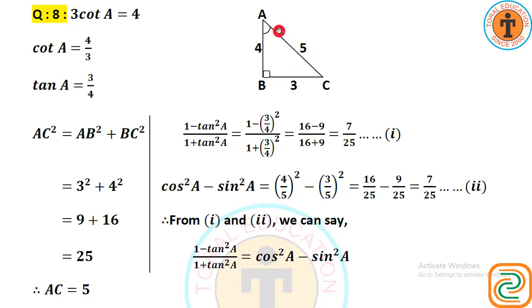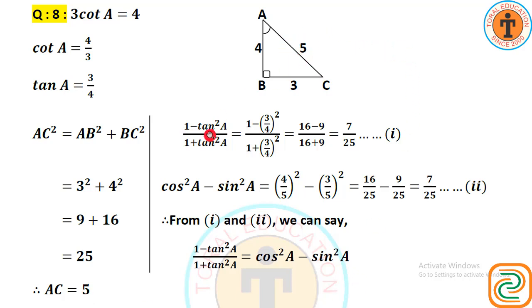But we don't have the hypotenuse, because it is needed in sin theta and cos theta. So first of all we find out the hypotenuse. AB square plus BC square equals AC square. Therefore 3 square plus 4 square, that is 9 plus 16 equals 25. Therefore AC equals 5. We have got AC equals 5.